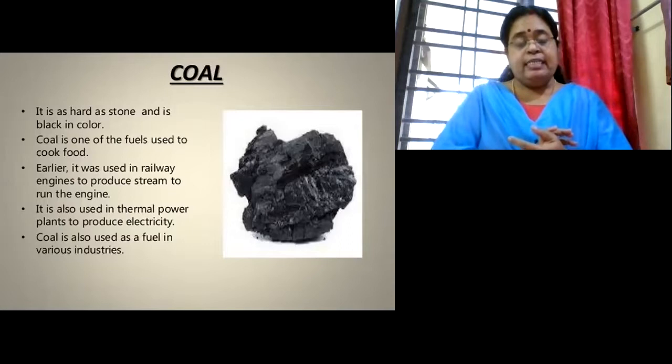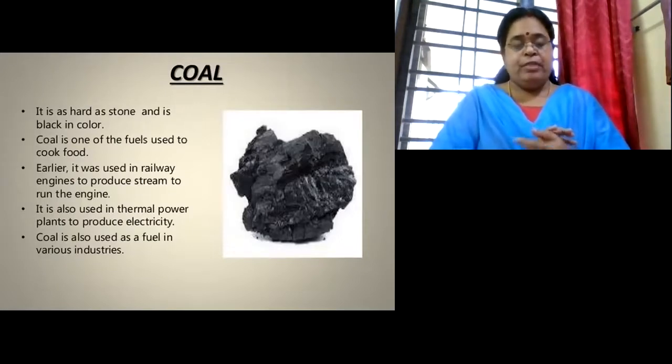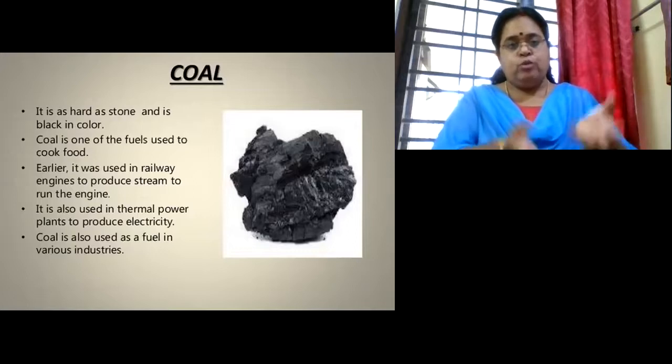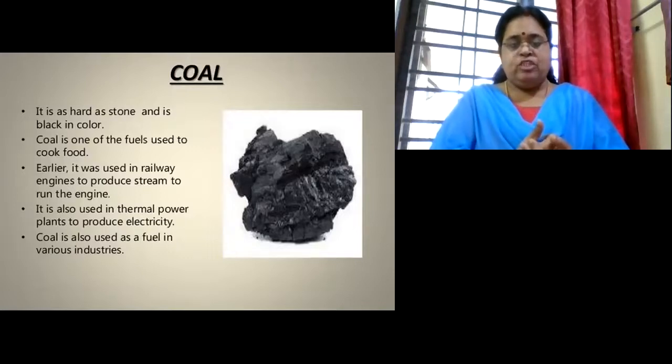Previously, in the olden times, in the trains and engines also, this coal was pushed in so as to produce steam. And with that steam, the trains were run. So those were called the steam engines. Nowadays, we don't have that many steam engines. Nowadays, the trains and all are running on diesel only. Then it is also used in thermal power plants. In thermal power plants, coal is used to produce electricity, and coal is also used as a fuel in many industries.